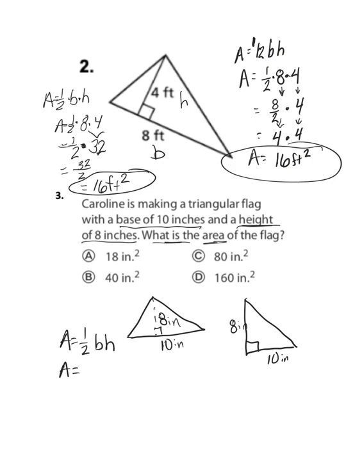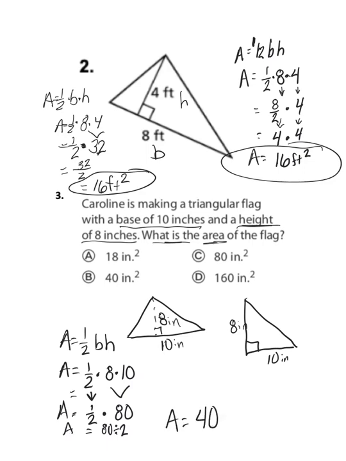So area equals 1/2 8 times 10. Well, what is 8 times 10? That's right, 80. Bring down your 1/2 and your multiplication sign. Well, 1/2 of 80, or 80 divided by 2, 80 divided by 2 is indeed 40 inches squared.